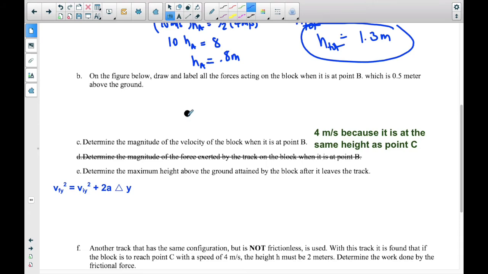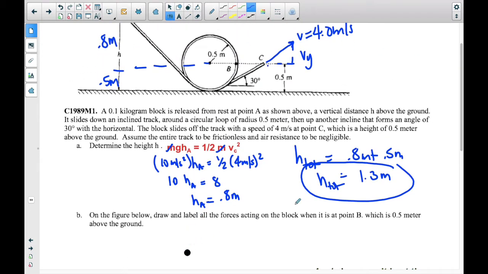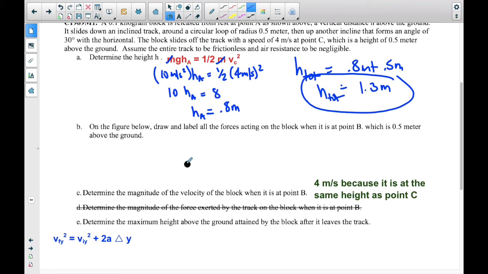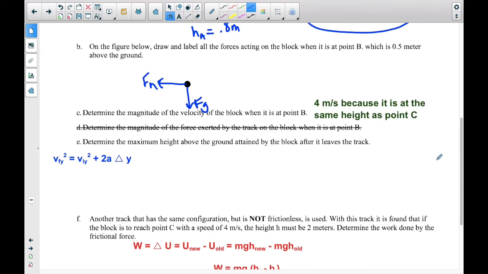All right, next question is a free body diagram. When it is at point B, where is point B? There is point B. Okay, when it's at point B, and again, we haven't talked about centripetal motion at all, but I think you know that the normal force should be coming out this way, and the gravity is going to come out this way. Those are the only forces, the normal force and the gravitational force. On the test, I'm not going to have anything related to concepts we haven't studied.